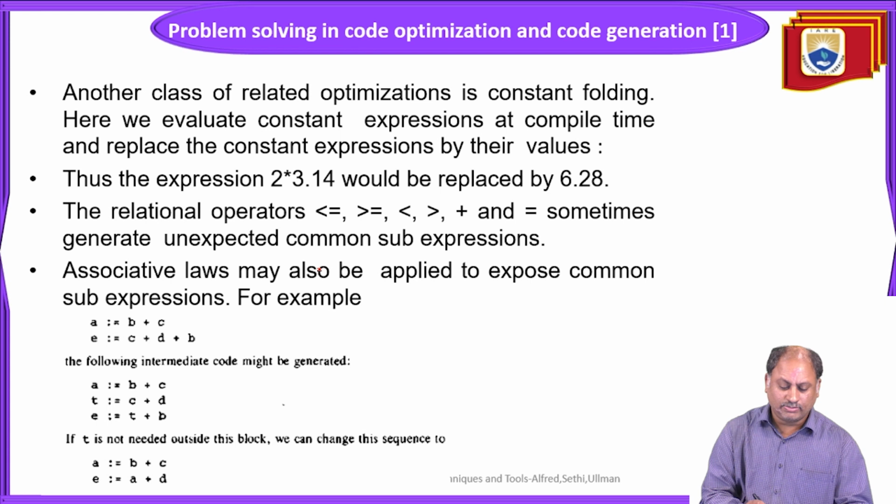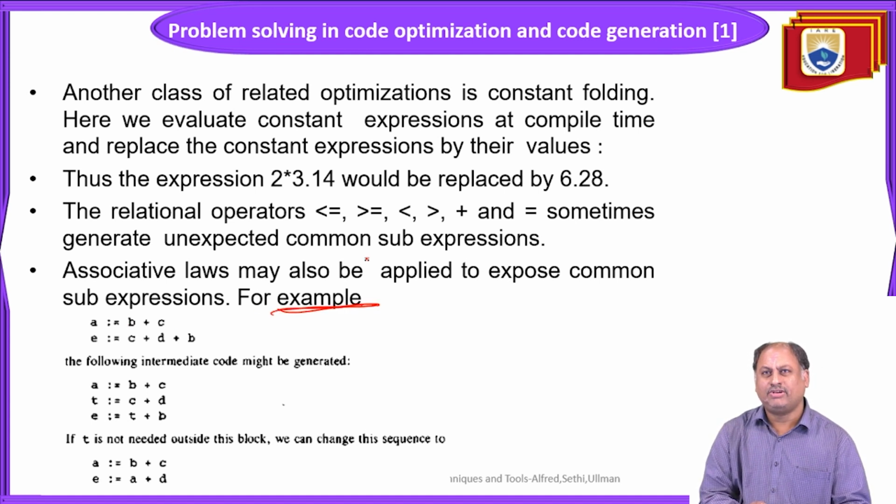Another example of this related optimization is constant folding. That means the expression is evaluated once and applied. This example is related to this class of optimization, constant folding, where expressions are evaluated several times with the same expression value. Instead of that, we can replace it with a constant or a temporary.